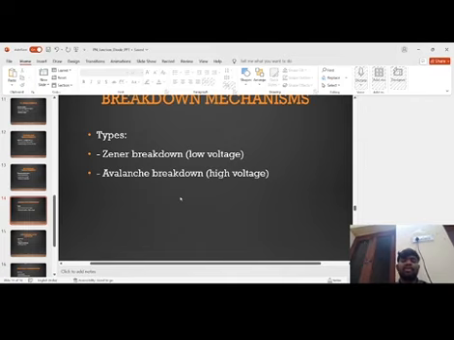Avalanche breakdown occurs in lightly doped diodes at high reverse voltages. Electrons gain high energy and collide with atoms, releasing more electrons. This chain reaction increases the current suddenly. It is most destructive, and it is not useful for normal diodes.